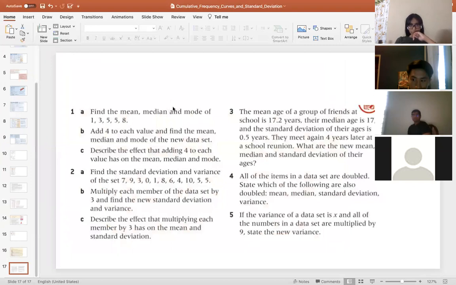Okay, so number 3. The mean age of a group of friends at a school is 17.2. Their median age is 17, and the standard deviation of their ages is 0.5 years. They meet again 4 years later at a school reunion. What are the new mean, median, and standard deviation of their ages? So this is kind of like the quiz. So let's solve this.